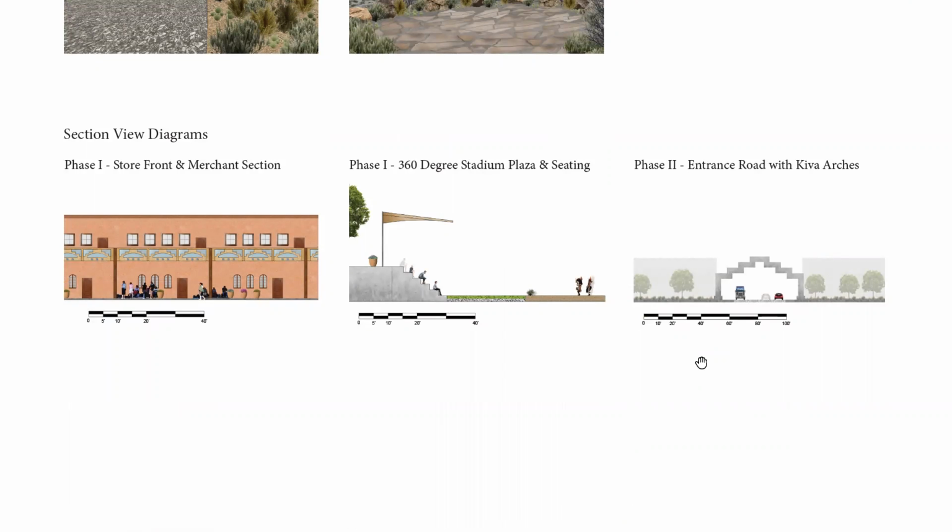My final design elements of my project are shown through section views. The section views include the storefront and merchant area, the 360 stadium plaza seating, and the entrance road with Kiva arches.